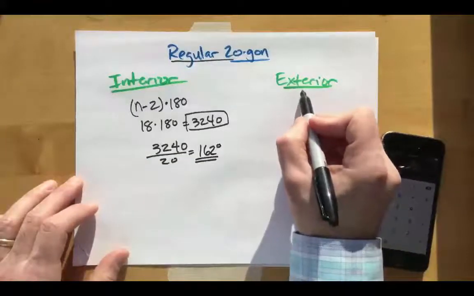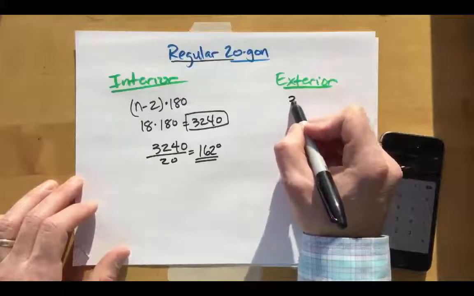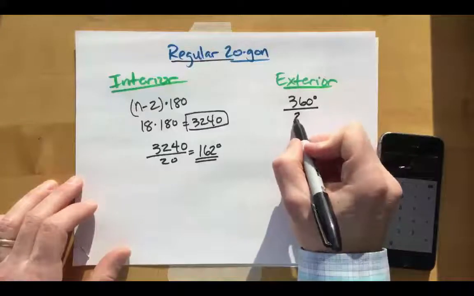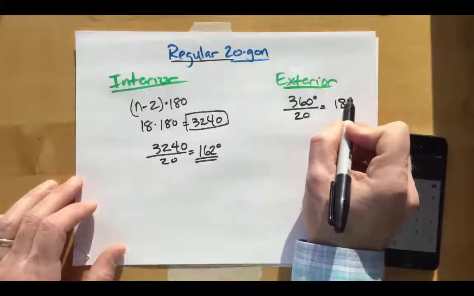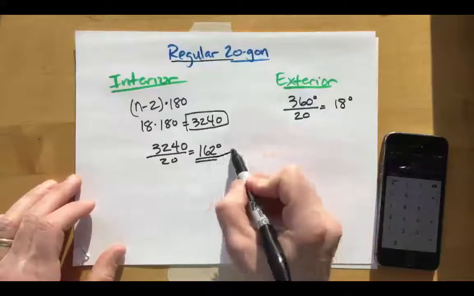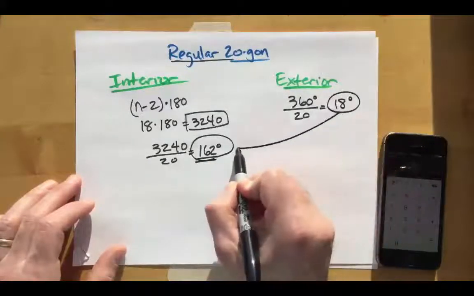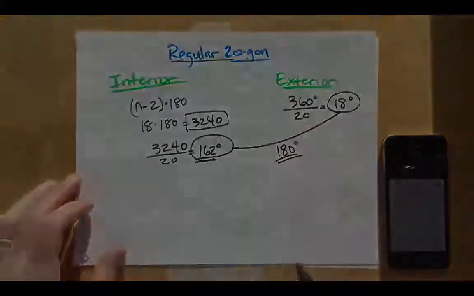Now remember, the exterior angles, no matter what type of polygon we have, always add up to equal 360 degrees. So we can simply take that 360 and divide it equally among those 20 exterior angles, and when we do so, we'll get 18 degrees. Also keep in mind your interior and your exterior angles at any vertex point in a regular polygon should add up to equal 180 degrees.